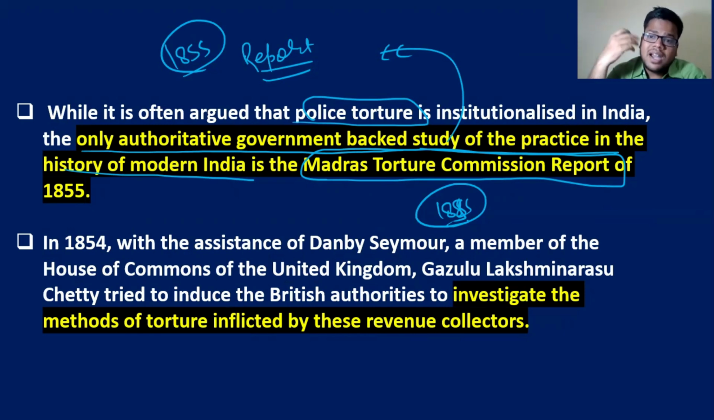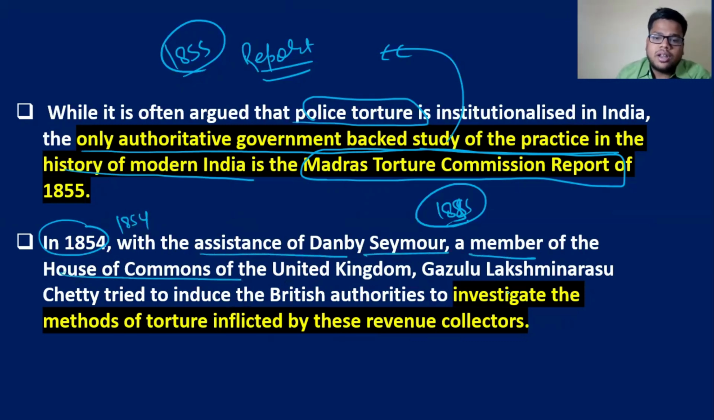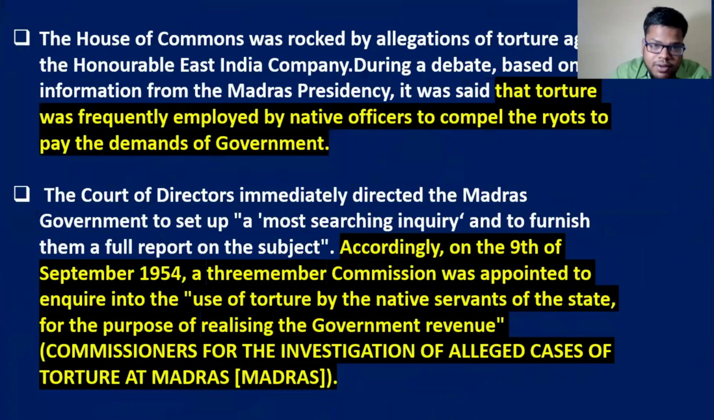In modern times, we'll discuss, torture was used on agriculturalists, the farmers, the peasants, the landless people, to extract maximum revenue out of them, right? Some background: in 1854, with the assistance of Danby Seymour, a member of the House of Commons, United Kingdom, someone tried to induce British authority to investigate the methods of torture inflicted by the revenue collectors. So, collection of the revenue.